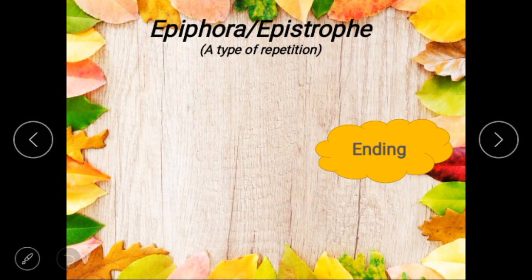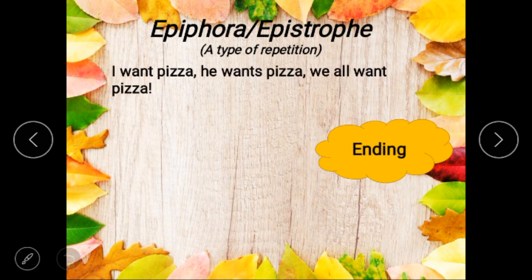Here we focus on the endings more. I want pizza, he wants pizza, we all want pizza. Now pizza, the word pizza is being used at the end of these clauses, and this is how we understand epiphora or epistrophe. When words are repeated at the end of clauses, it's epiphora or epistrophe.